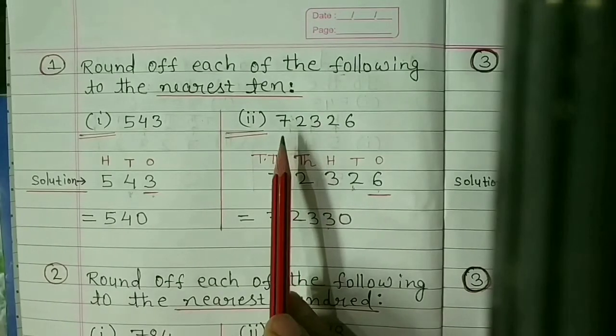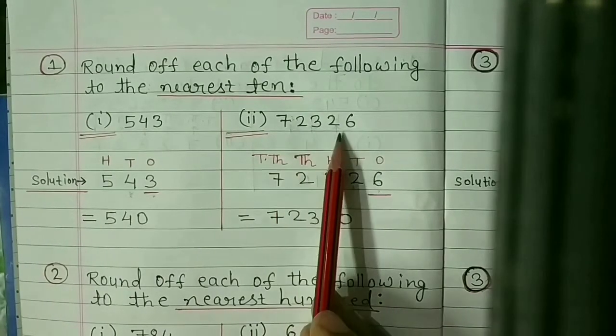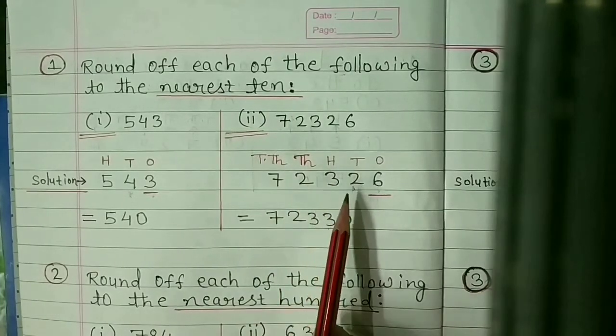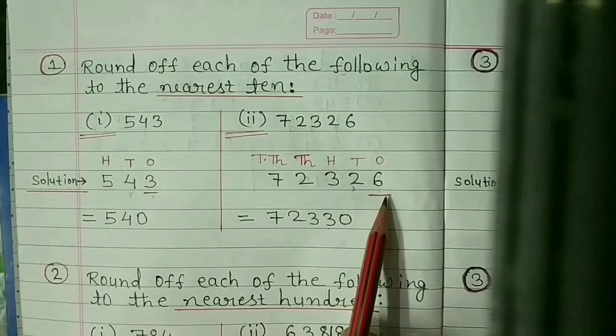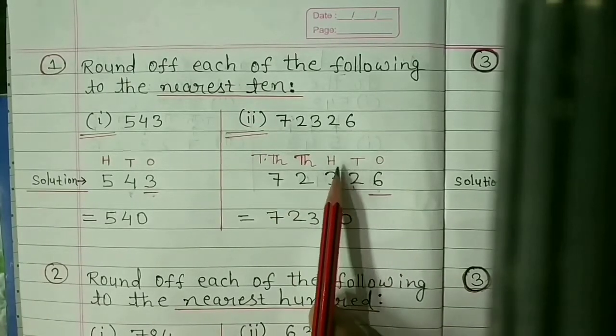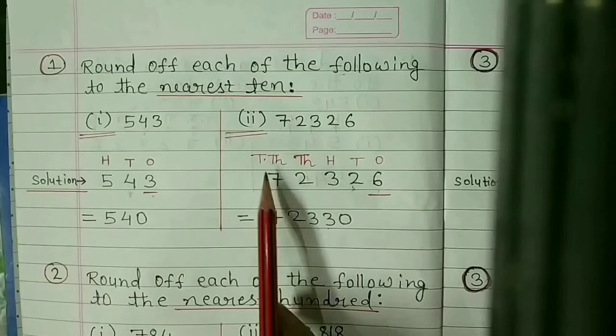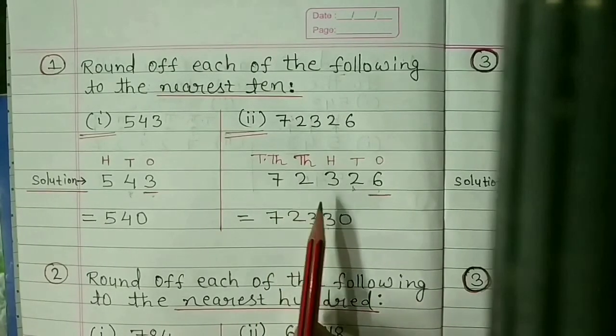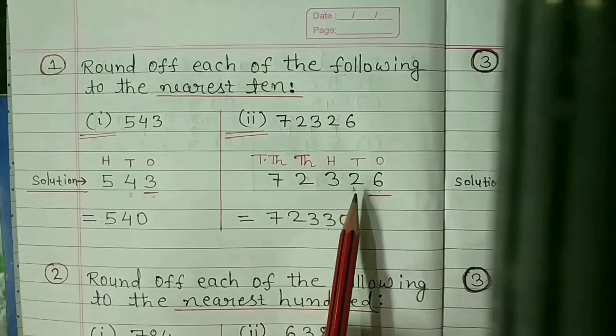Now we are going to round off this number to the nearest 10. So the same process, first we assign the place value of each digit, as you can see here, ones, tens, hundred, thousand, 10,000. Okay. So again, first we will move to the tens place digit, and it is 2.